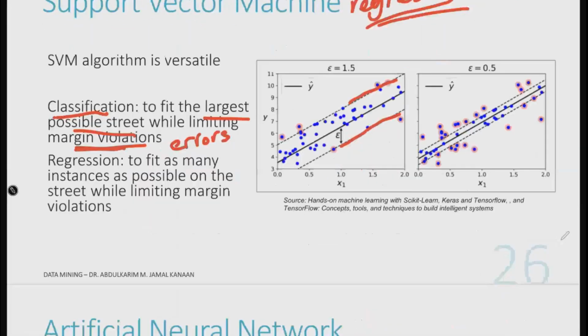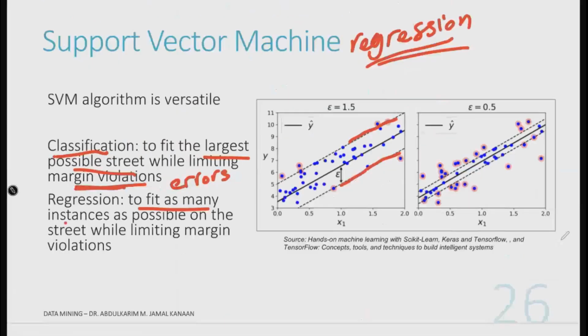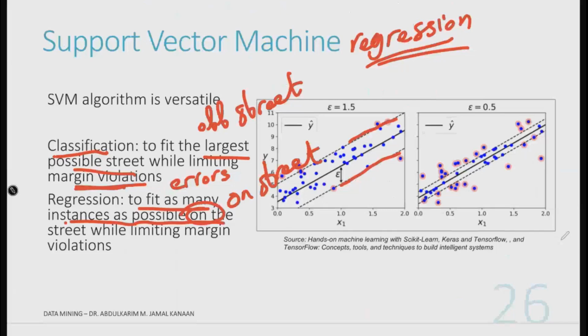So the objective for support vector machine can differ. In regression, it is to fit as many instances as possible on the street, while keeping the others off the street. So the data points should be on the street in the regression case. In the classification case, data points should be off the street, outside the street.